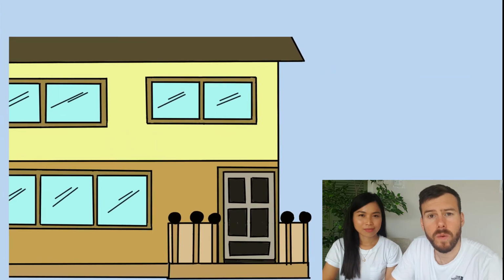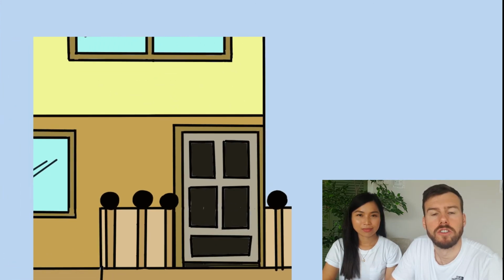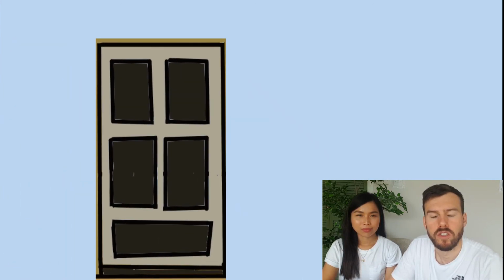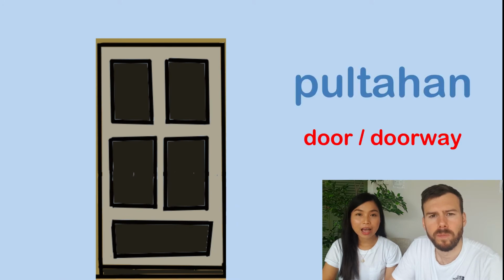Moving on now, we have the word for door or doorway. So what is that one? Pultahan. Door. So door is pultahan, and that could also be used for doorway.